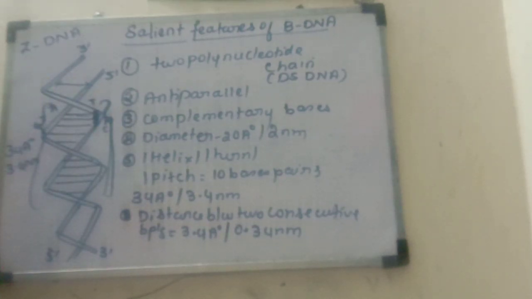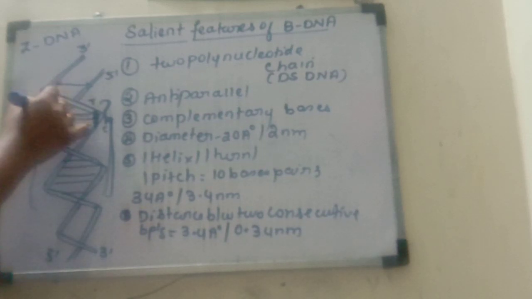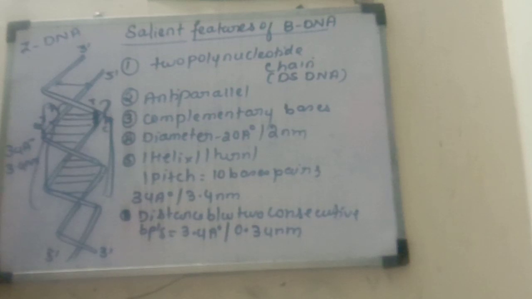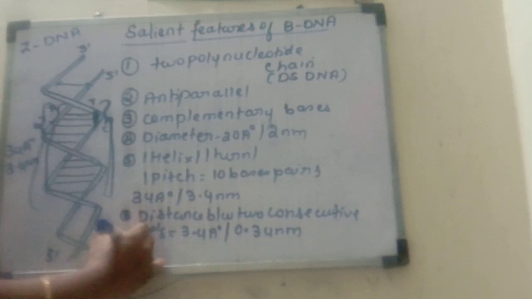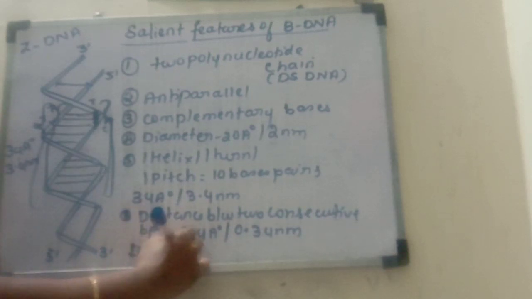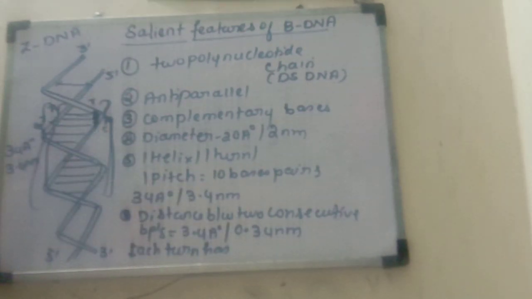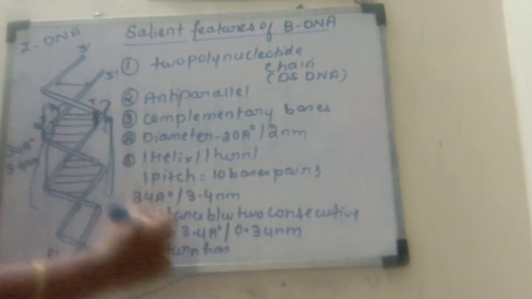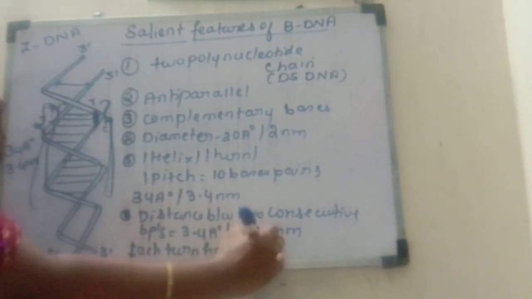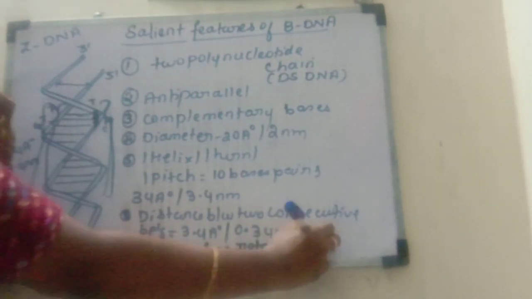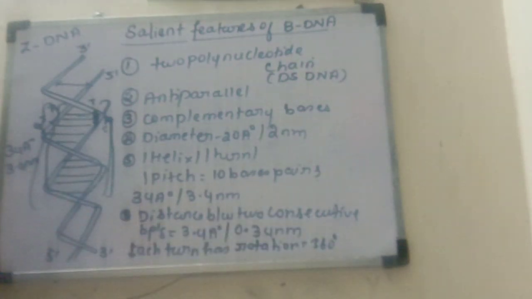Other than this, each turn has a rotation of 360 degrees. If you take this one turn, what is the rotation of each turn? In each turn there are how many base pairs? 10 base pairs. So each turn has a rotation of 360 degrees.